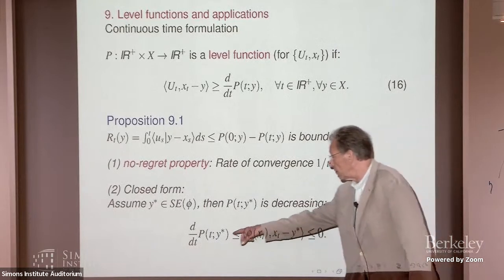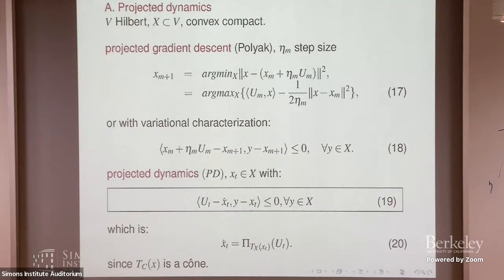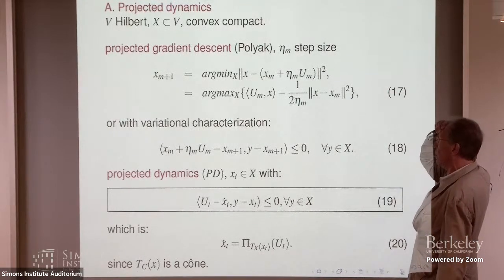So it means that this is negative. This is a Lyapunov function. P of t of y star is decreasing. Okay? So this you can use for the dynamics. Projected dynamics, this is the projected gradient descent in discrete time.